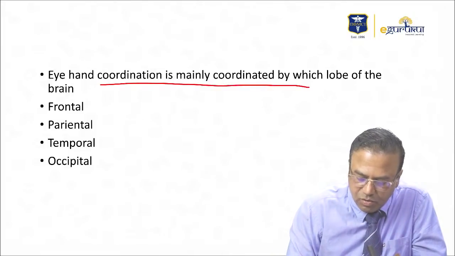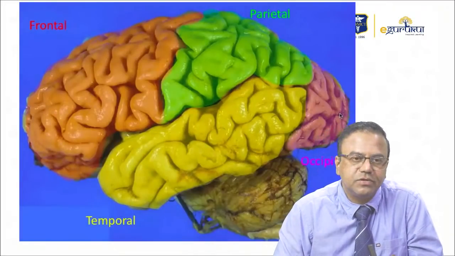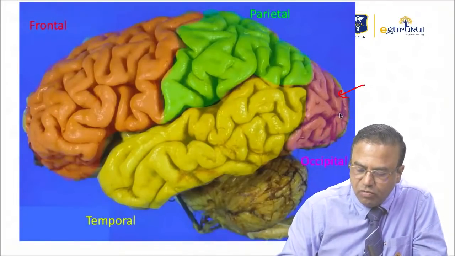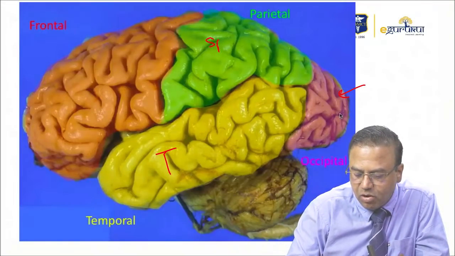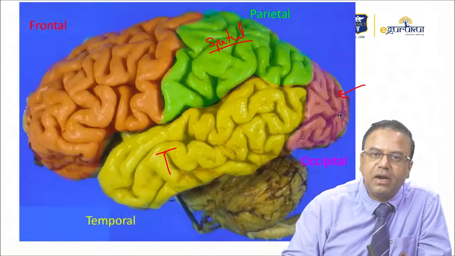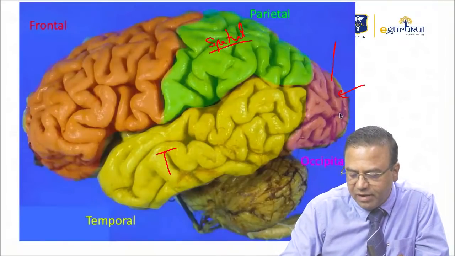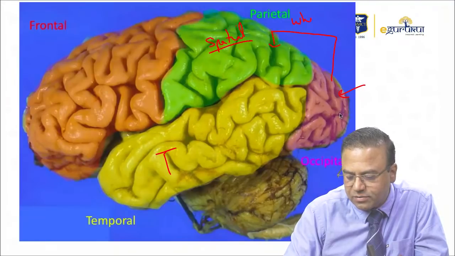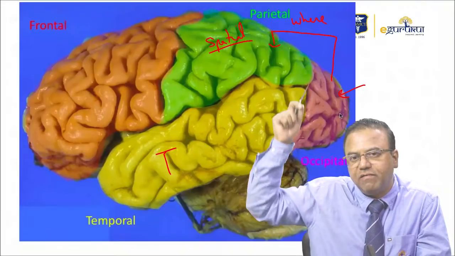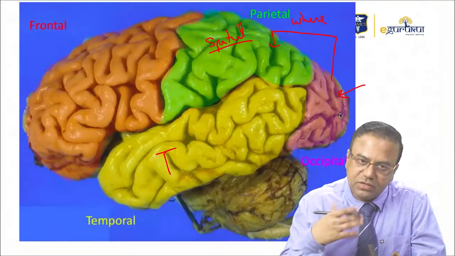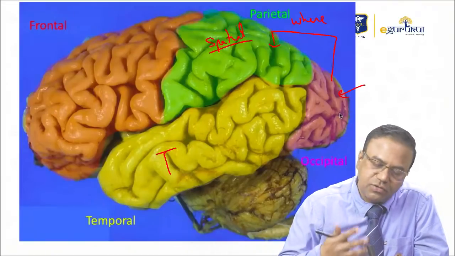Eye-hand coordination is mainly coordinated by which of the lobes in the brain? This is a simple concept we discussed. Vision is in the occipital lobe, and the temporal lobe is connected with memory. All spatial orientation is done by the parietal lobe. Broadly, we talk about the what tracts and the where tracts. The where tracts, where something is located in space, are all connected with the parietal lobe, the occipitoparietal tracts. What: when you see something and tell what it is, you should first have a memory of it, and memory is the temporal lobe.